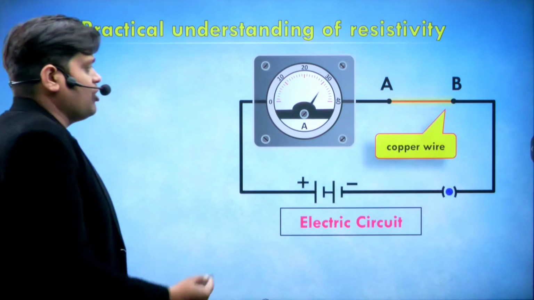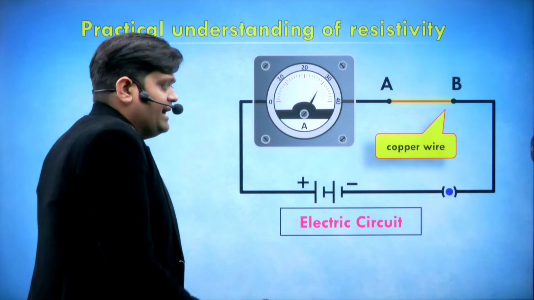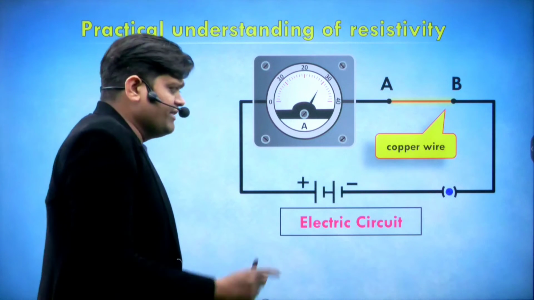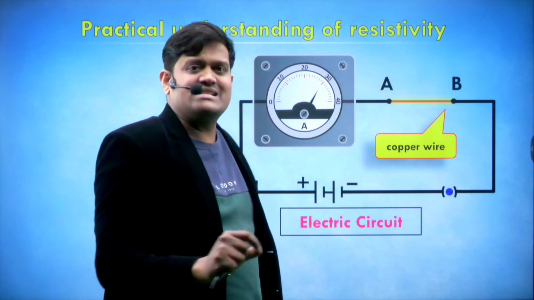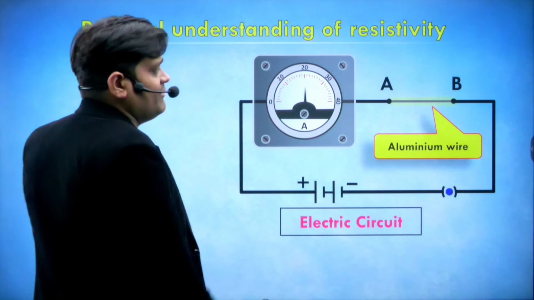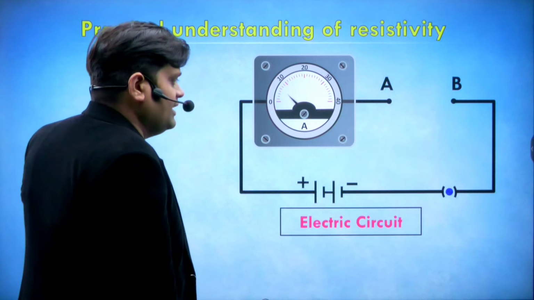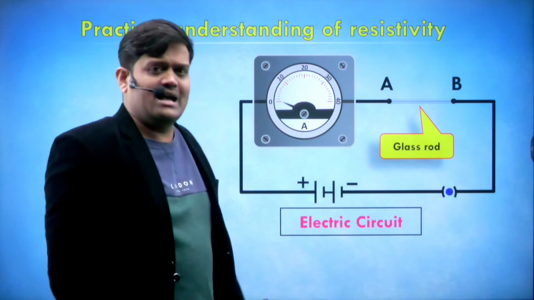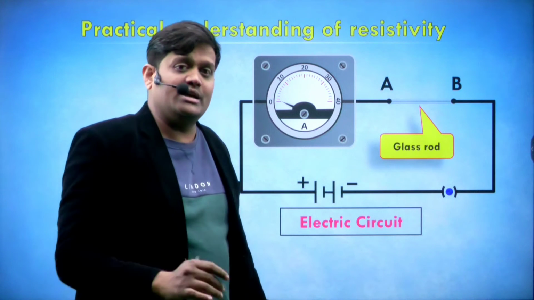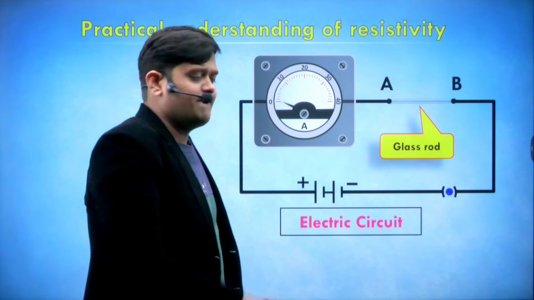If we have a copper wire, then the current flows from high to low, and it has some resistivity. Every material has some resistivity. If we have an aluminum wire, it has a different resistivity. Now let us have a glass rod. Glass rod is an insulator. There is no current flowing in it. Current flows in conductors. So there is no indication, no reading.